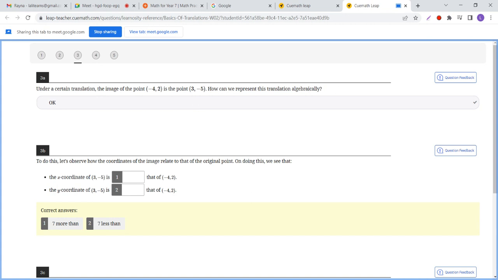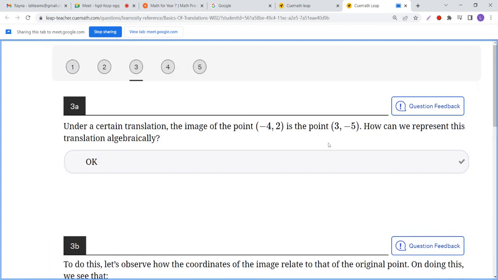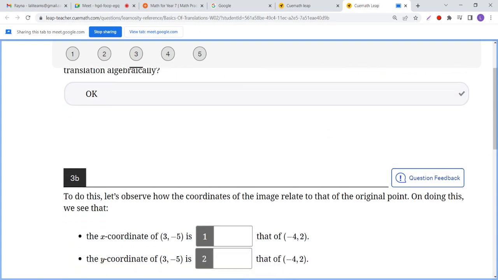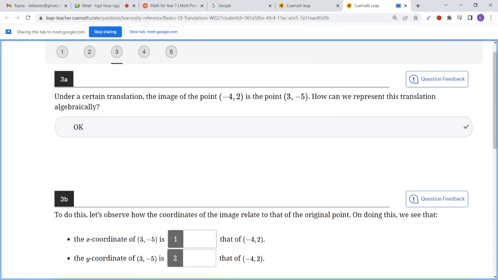Here, read the question. From 3a, you follow to 3b. Let me just adjust the size. We're still on the last question for me. Sorry, it's a little glitching. Oh wait, now it's okay.